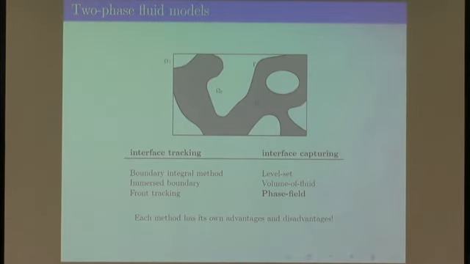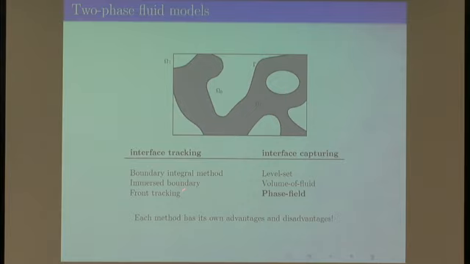Okay, so the basic setting which we consider is we have one big computational domain, omega, which consists basically of two fluid domains, omega 0 and omega 1. So these are the two different phases. And in between these phases, there's an interface, and I call it gamma. Well, there are lots of methods accounting for such modeling.